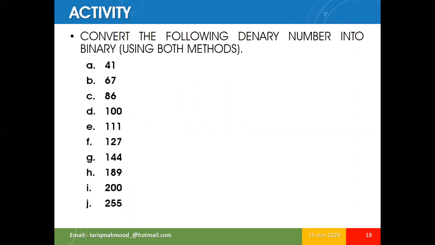In this activity, you have to convert all these numbers. You have to start with the 41, then we have to complete almost E to F. यहाँ तक हम जाएंगे आज की क्लास में. And at the end, you have to do the homework. Rest of the numbers will be your homeworks.